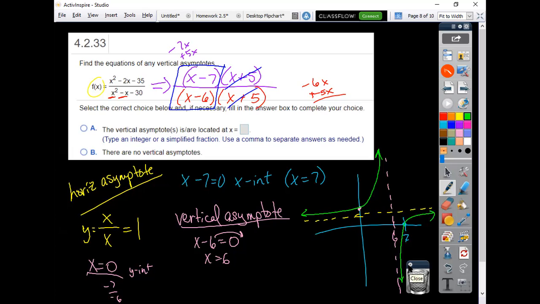Now don't forget the last piece. Was there something we canceled out of this equation? And that's the x plus 5. So that creates a hole. When does x plus 5 equal 0? At negative 5 for x. If x were negative 5, our original problem would not exist because we would be dividing by 0. So when it's left in there, that creates the vertical asymptote. If it canceled out, that's going to create a hole.